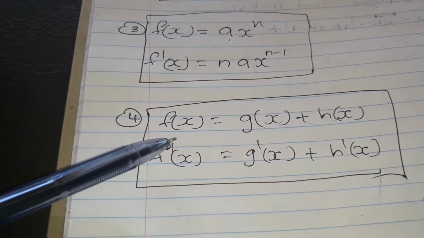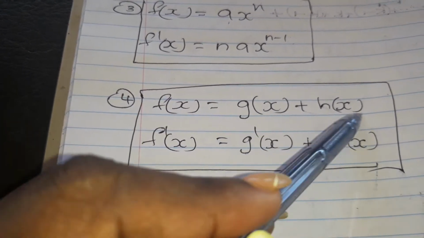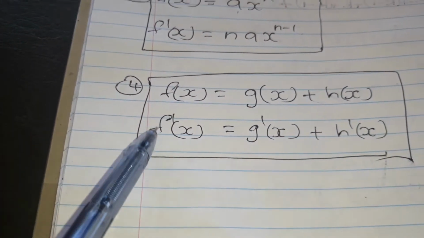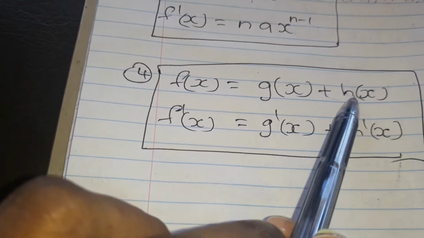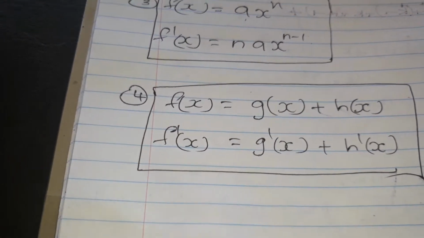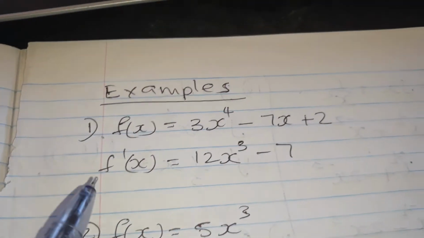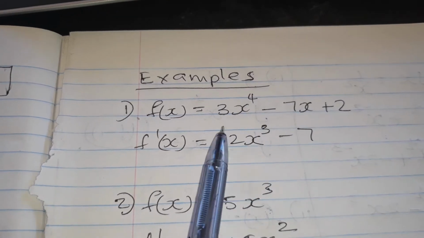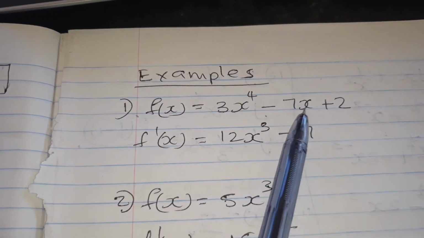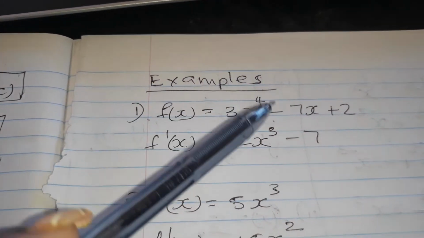If the equation is given as an expression, something plus something, we will differentiate them separately. We'll differentiate this and then we'll differentiate that. Okay, all right, we are going to look at a few examples, and these examples will help you work out the answers. If I have the question f of x is equals to 3x to the power of 4 minus 7x plus 2, let's differentiate.